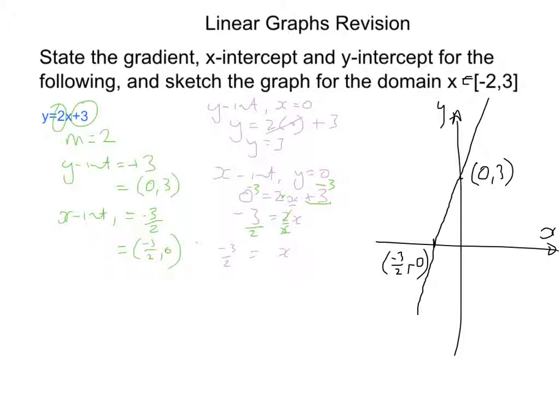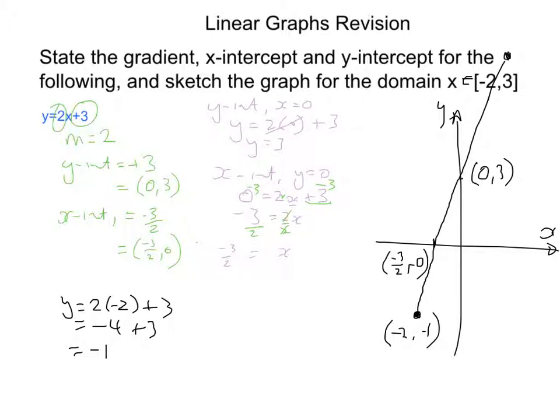Now we've got to apply the domain here, so square brackets means it's inclusive. I'm going to put a solid end at both ends. That should actually go up a bit further there. A nice solid end. Now, for the restriction that we have for the x-coordinate, that's going to be -2, and we need to work out the corresponding y-coordinate for that. So we just substitute x equals -2 into the equation. So y equals 2 by -2 plus 3, which equals -4 plus 3, which equals -1. So that will be -2 and -1 for that point there.